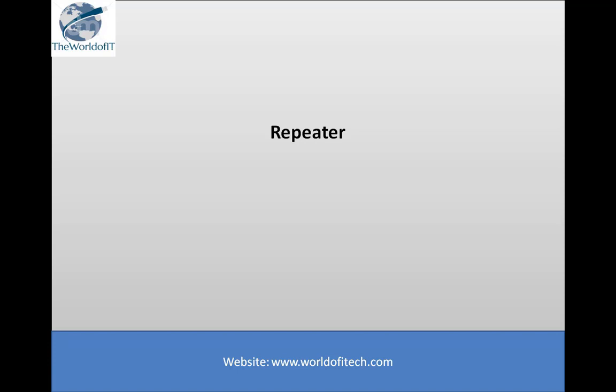Repeaters. A repeater is an electronic device that amplifies the signal it receives. You can think of a repeater as a device which receives a signal and retransmits it at a higher level or higher power so that the signal can cover longer distances, more than 100 meters for standard LAN cables. Repeaters work on the physical layer.